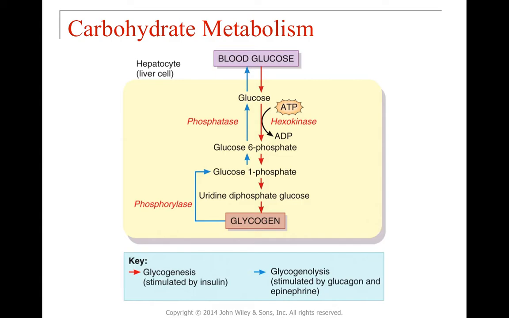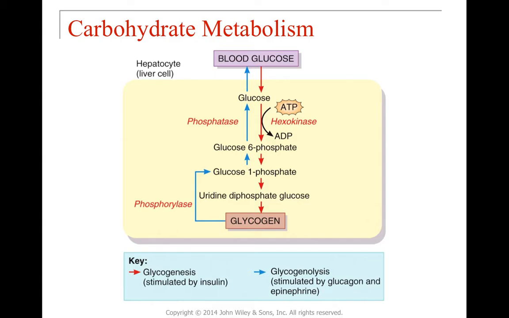Now, at the bottom here, it's telling you what stimulates glycogenesis or glycogenolysis. And glycogenesis is actually stimulated by insulin, so that goes back to the topic that I just kind of touched on for a second about diabetics and how they may not be responsive to insulin properly, so they might have issues with glycogenesis. And glycogenolysis is actually going to be stimulated by glucagon and epinephrine, which makes sense, right?